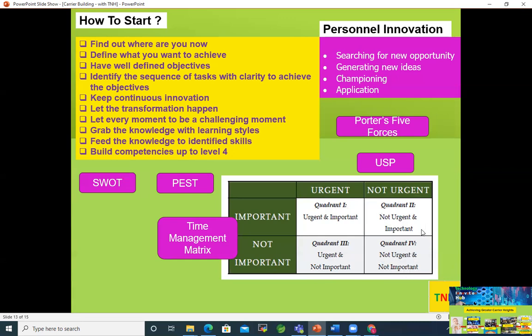The best quadrant is 2, not urgent but important. Why? Because then you can plan properly and do it. That is the best quadrant to operate in. So with the time management matrix, try to operate always in not urgent but important, so you can plan and deliver well. That is about that slide.